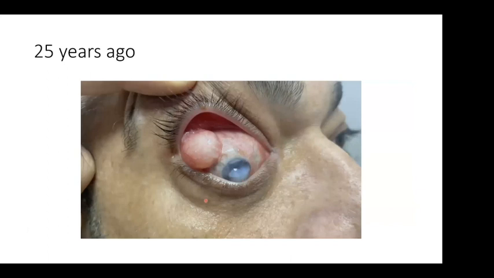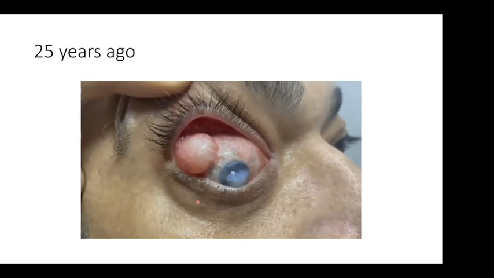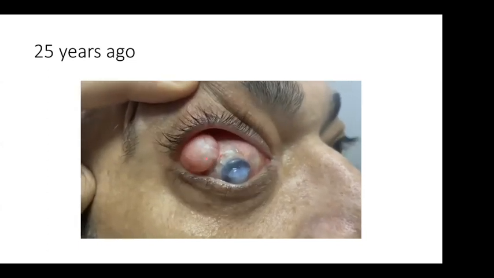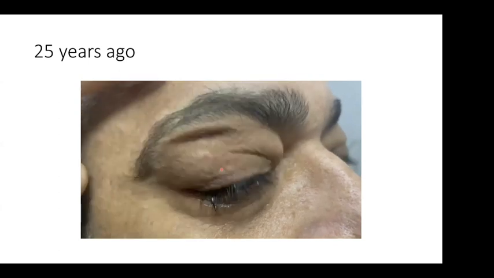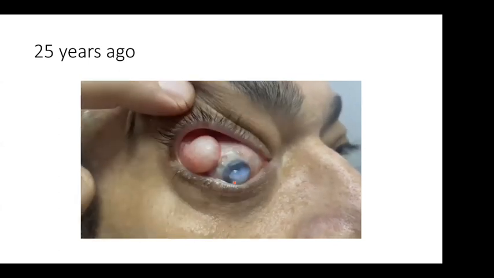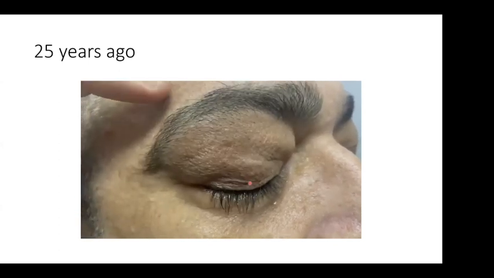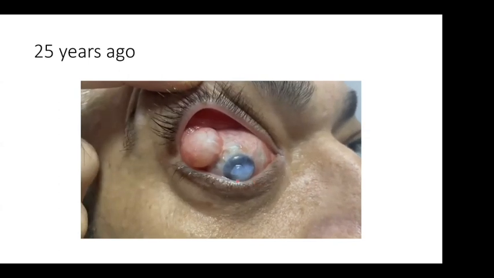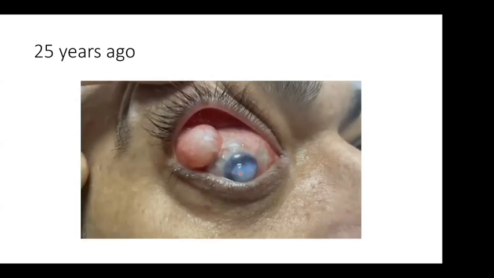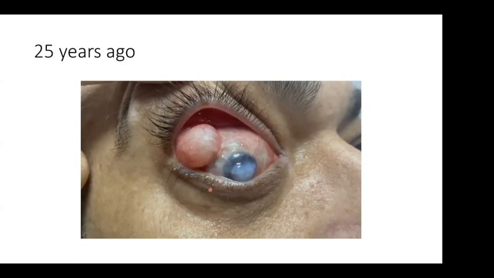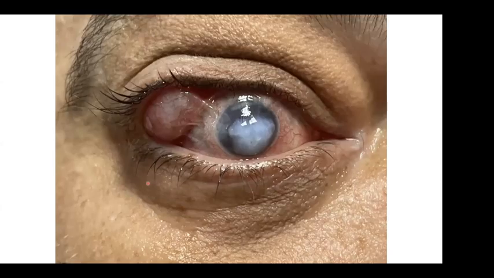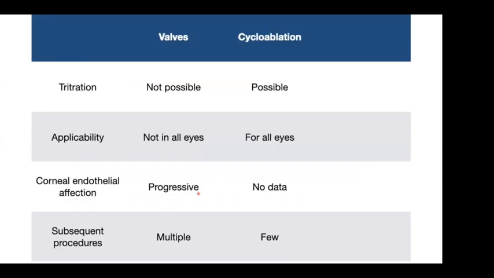Now, this was my patient 25 years ago. And you can see the very ugly valve. It's a very incised valve, and it's very near to the limbus, as you can see. And also you can see the cornea is opaque. Otherwise, I wouldn't have put this tube in the cornea. So it seems that the tube has created some problems in the cornea. So this was 25 years ago, and that was the appearance, which is definitely cosmetically very unacceptable as well.